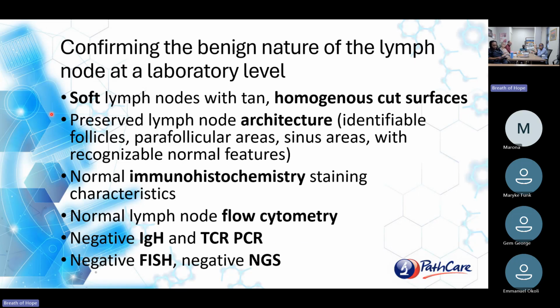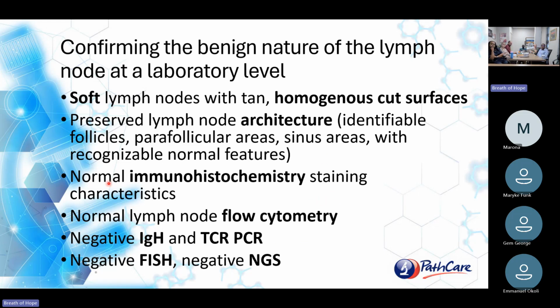The pathologist is going to look at how the lymph node looks macroscopically. If it is soft with a tan homogeneous surface, that suggests a benign lymph node. If they look at the follicles, the parafollicular area, and sinus areas, and each area is clearly recognizable, looking as it does in a textbook, we say the patient has preserved architecture. So that also is more in keeping with a normal or reactive lymph node.